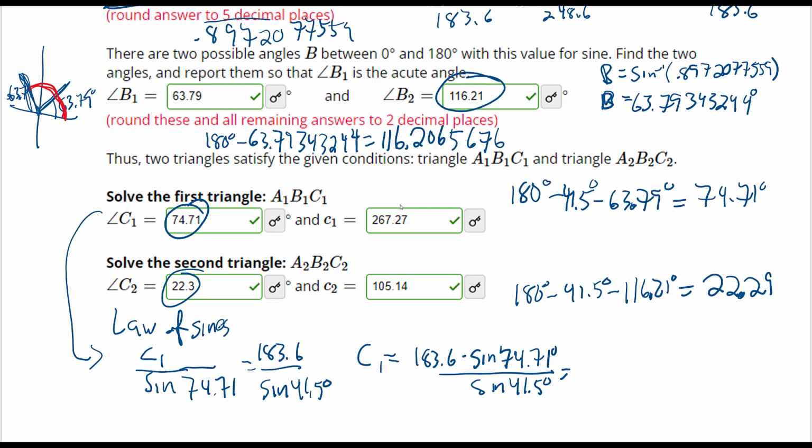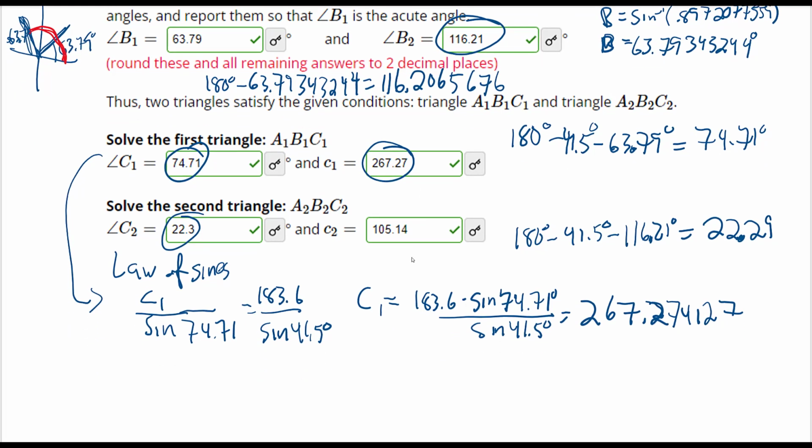So 183.6 times sine of 74.71 divided by sine of 41.5. And I get 267.274127. And they wanted to go to two places. There you go, 267.27. And then we'll go on to C2.